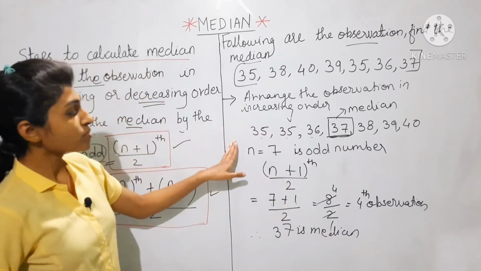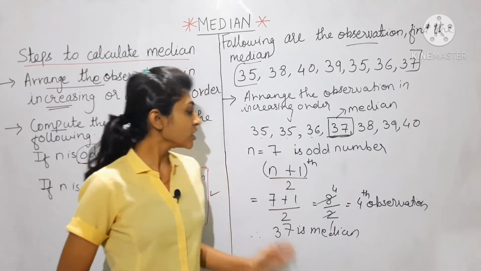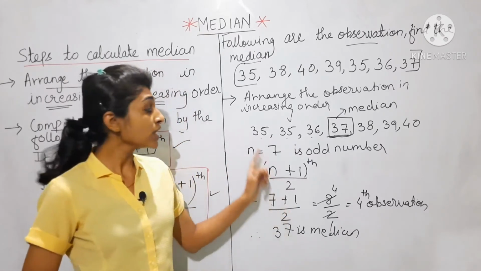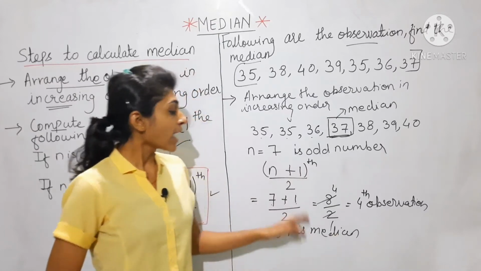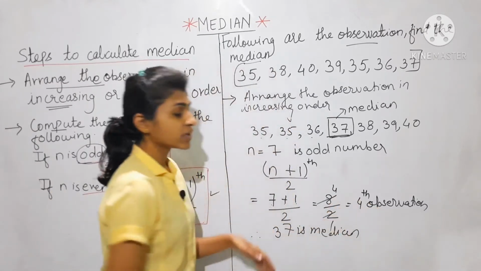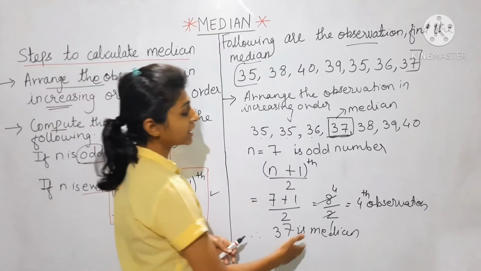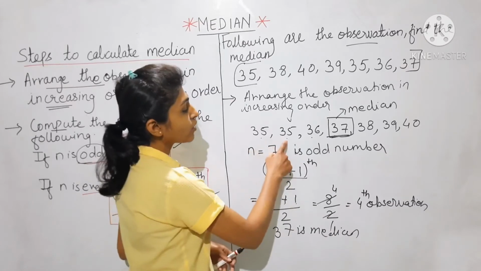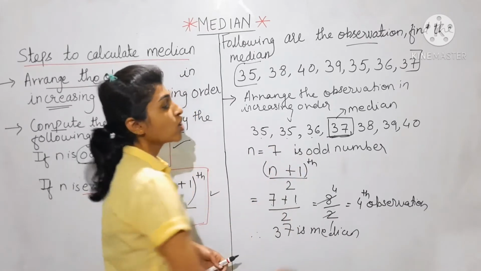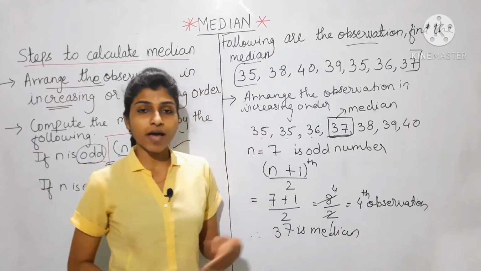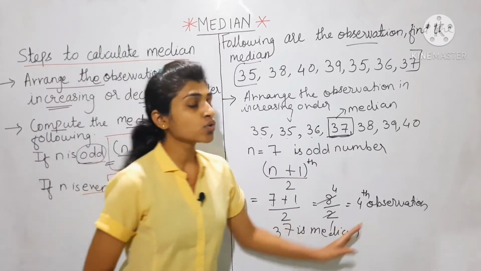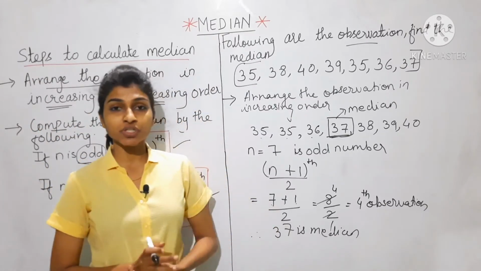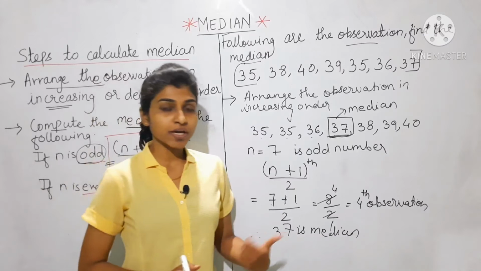Okay, so this observation was for an odd number. In this way you have to calculate the median for individual observations if the number of observations is odd. And whatever the th means, the fourth observation, or suppose the second observation, then 35 will be the median, or the sixth observation, as per the example. So in this way you have to calculate the median. Next we'll see an example where the number of observations is even. In the meantime, copy down the examples.